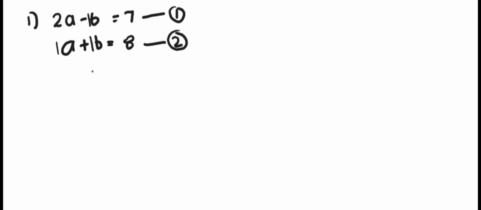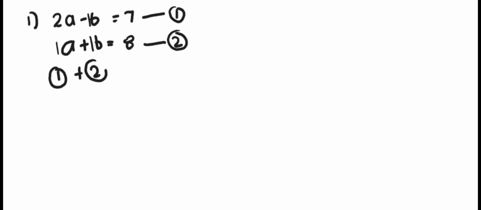Our next step is how we are going to remove the eliminating variable. As I told you in the previous video, if the sign of the eliminating variable is equal, we are going to subtract the equations, and if the signs are different, we are going to add the equations. In here, what is the sign of b in equation 1? It is minus. What is the sign of b in equation 2? It is plus. So signs are different. So what are we going to do? We are going to add the equations.